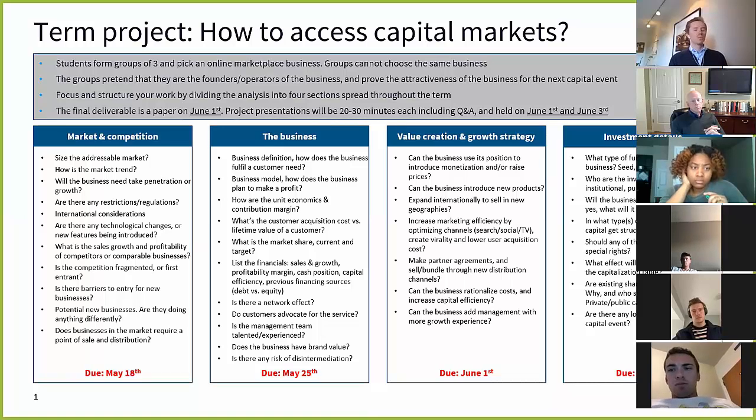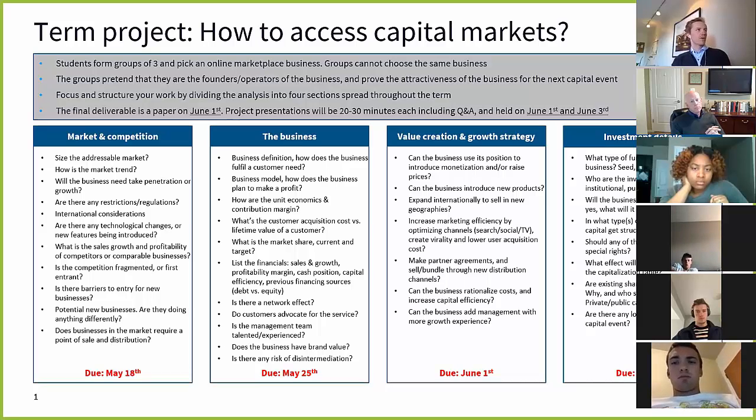So the group should pretend that they're founders or operators of the business and try to prove the attractiveness of the business for the next capital event. That might be a seed event, it might be a venture capital event with a Series A or Series B, or it might even be an IPO, depending on the company that you choose. And then focus the work by structuring it into 4 sections. We're spreading those throughout the term, so it's less work every week, and you get going already this week, and it's not that much each time.